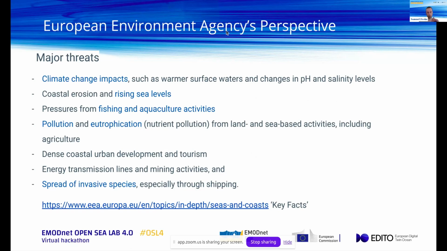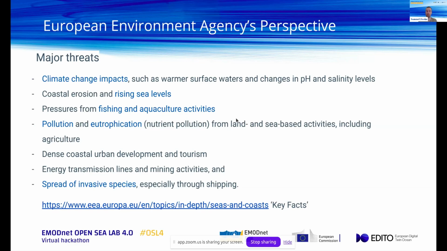So this is the European Environment Agency's perspective on the most pressing issues for the coast. This is, of course, their assessment. This isn't totally all-encompassing, but I think it's pretty good. So climate change impacts like warmer surface waters, changes in pH, coastal erosion, rising sea levels, pressures from overfishing, pollution, and eutrophication, because, of course, on the coast is where we have inland waters coming in and meeting the sea. So when you're having that interaction, that's something that you have to include in your coastal management plans.